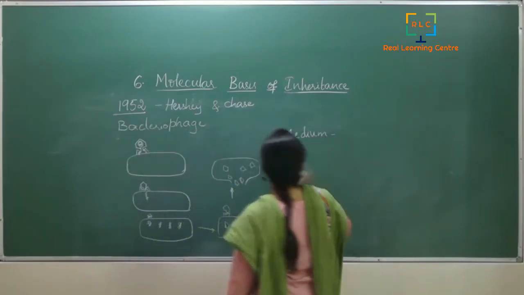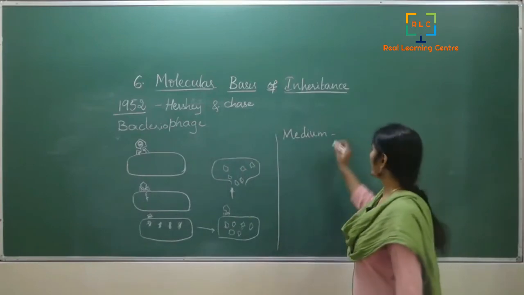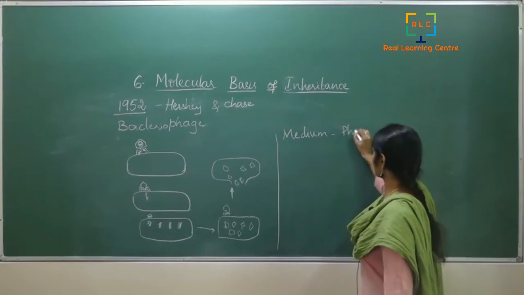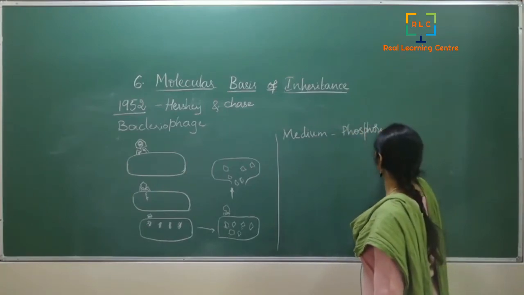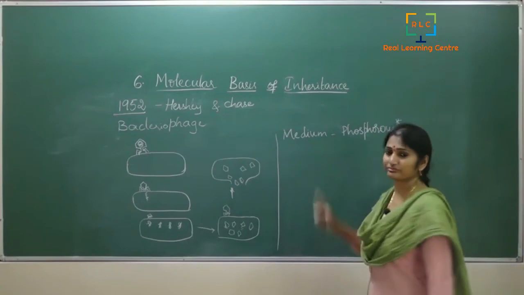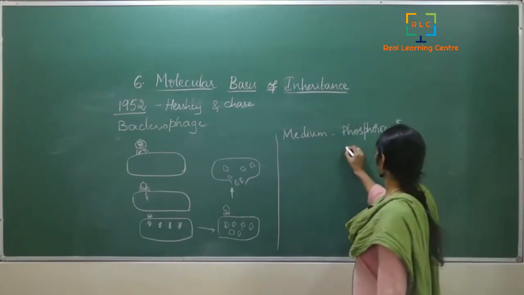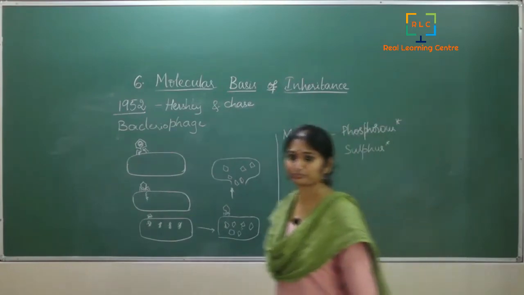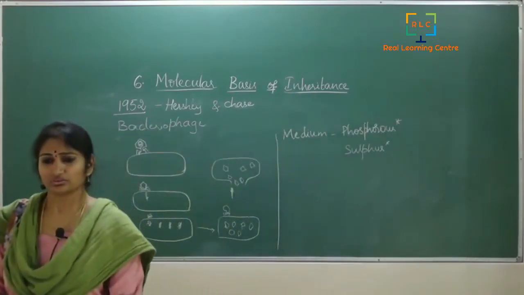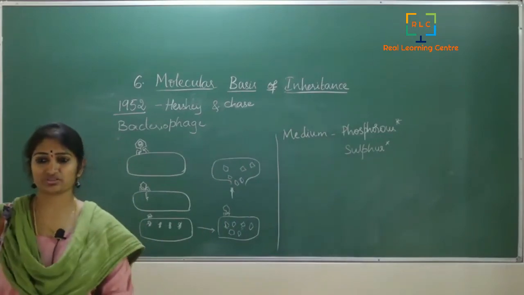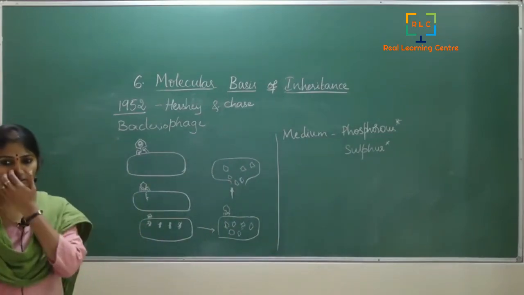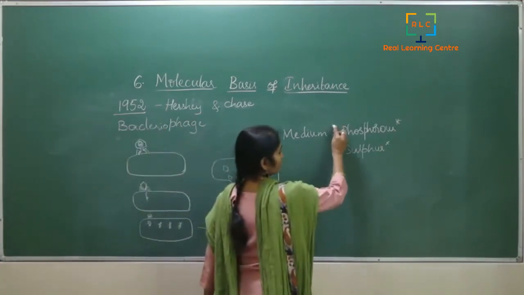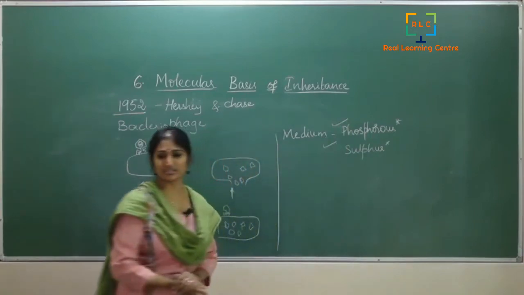They grew it in a medium that contains radioactive phosphorus, and radioactive sulfur. Okay. So basically you see that there is radioactive phosphorus and radioactive sulfur. In one of the media there was radioactive phosphorus, in the second one there was radioactive sulfur.